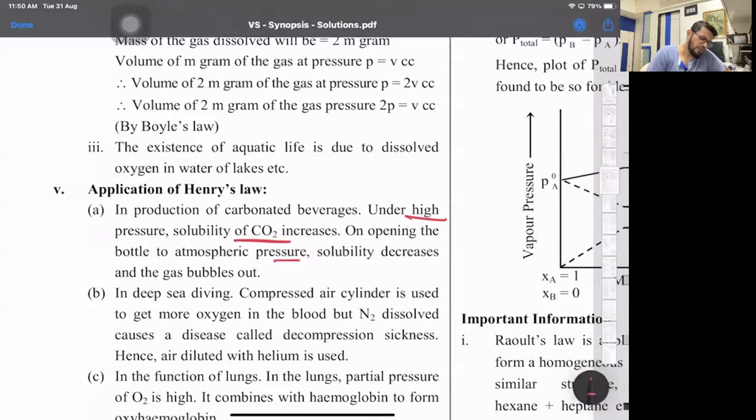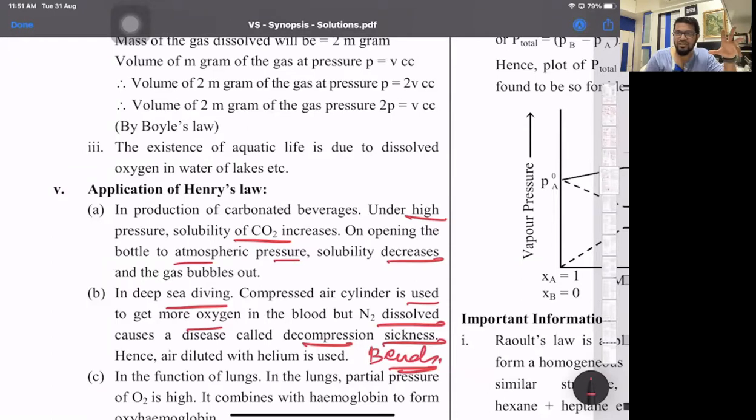On opening the bottle at atmospheric pressure, what's going to happen? The pressure is released, so the solubility decreases. In deep sea diving, a compressed air cylinder is used, but dissolved nitrogen causes a disease called decompression sickness, called bends. Nitrogen in the bloodstream enters at high pressure, and when you come up to the surface, there is bursting of the arteries. To prevent that, we dilute it with helium. Helium, being lighter, will prevent nitrogen from entering the bloodstream, and helium itself is less soluble in blood.